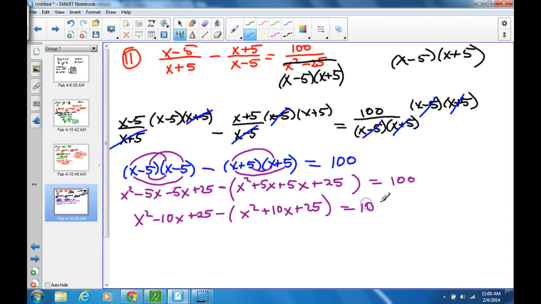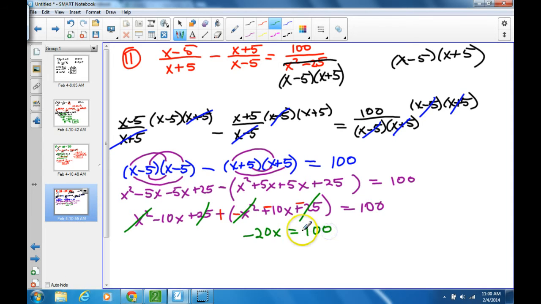equals 100. Now, what happens with this second polynomial because we have this negative sign in front? It becomes a negative. Right, so everything inside of here becomes negative because we have this negative in front. I'm going to change this to a positive. Okay? So what cancels out? The x squareds cancel and the 25 and the 25 cancel. What are we left with? Negative 20x. Yep, because negative 10x plus a negative 10x is negative 20x equals 100.